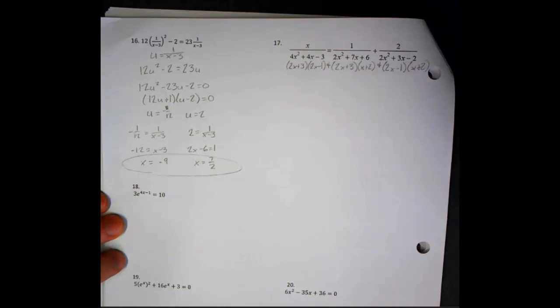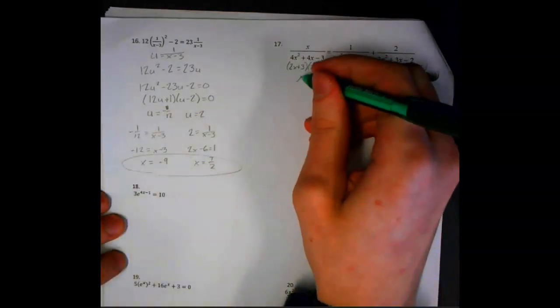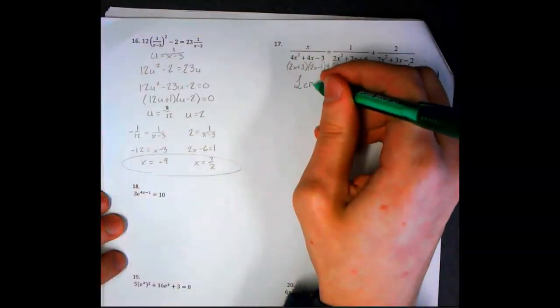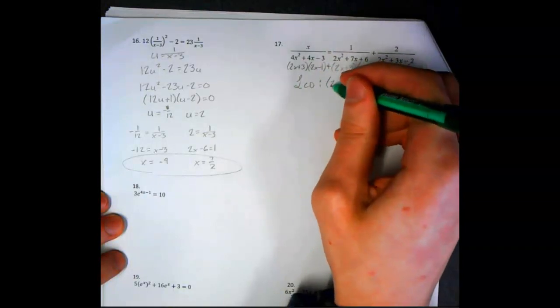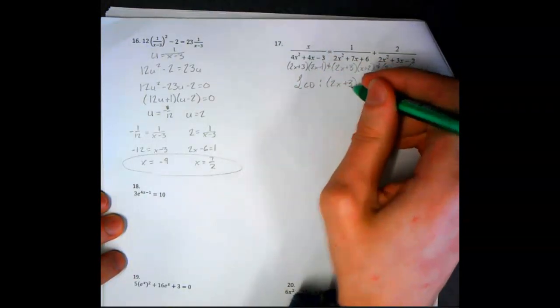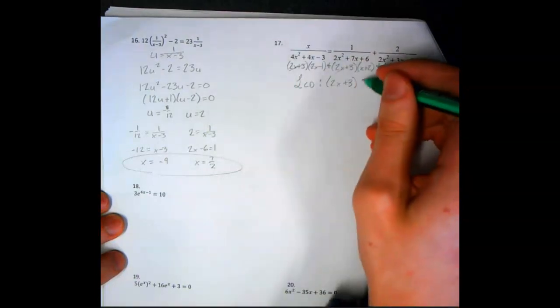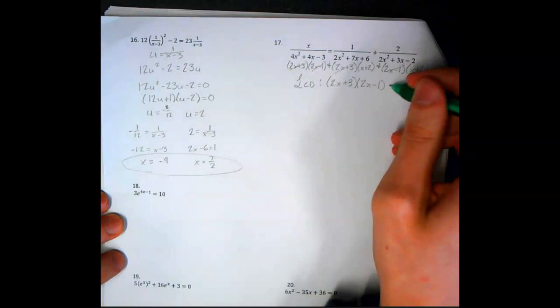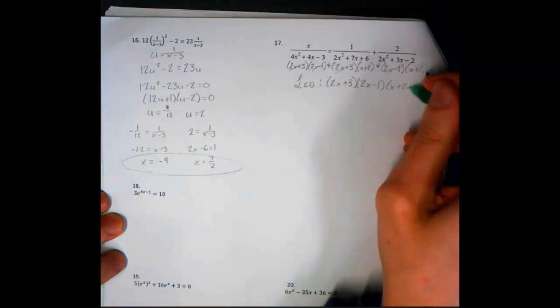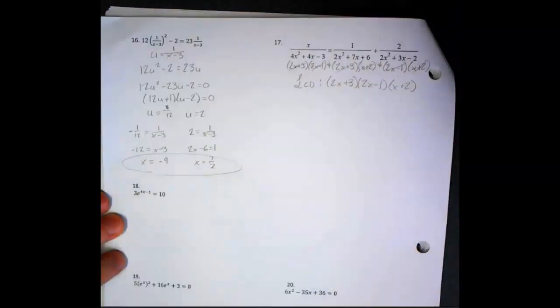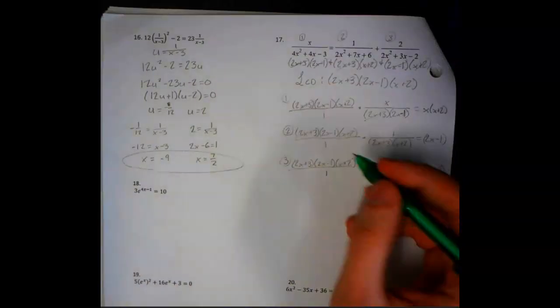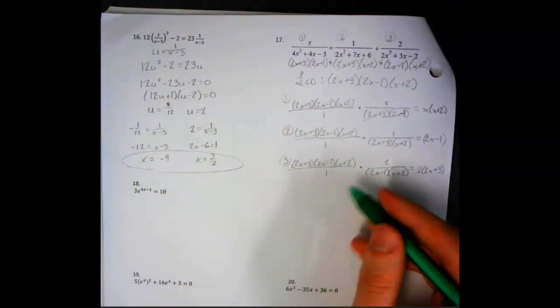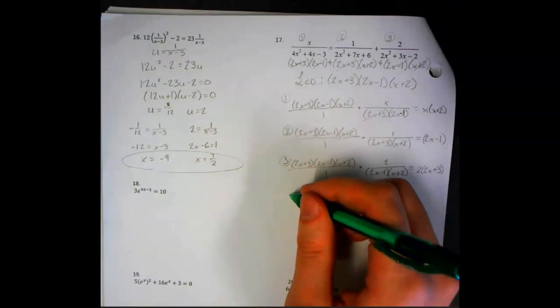For problem 17, first you're going to factor the denominators. Once you have them factored, you're going to find your LCD. So after you multiply each of these, you'll put them back in where you took them out from.